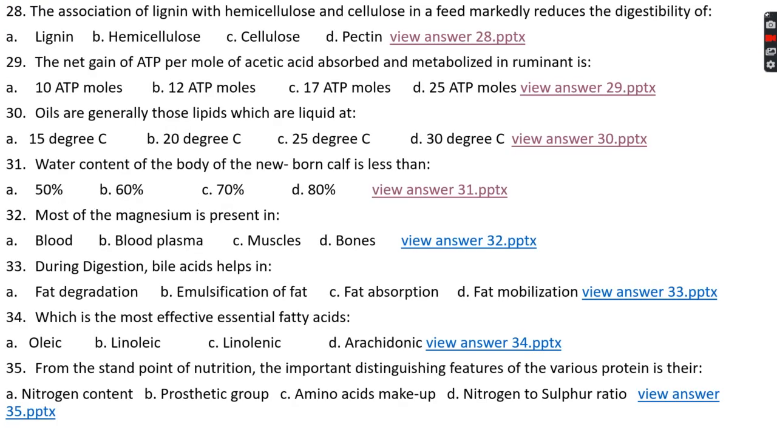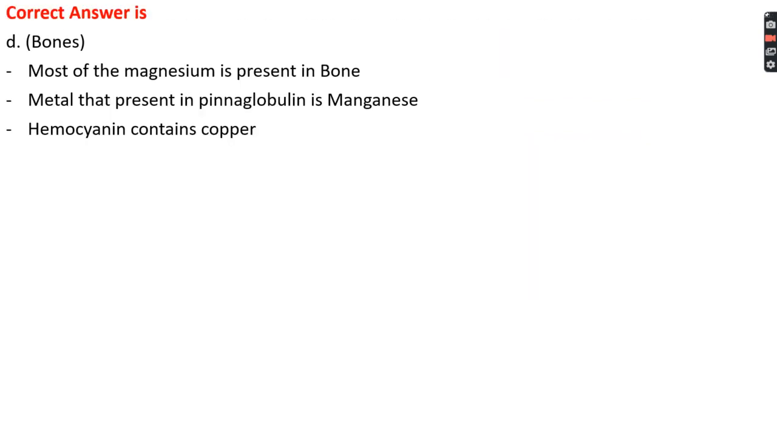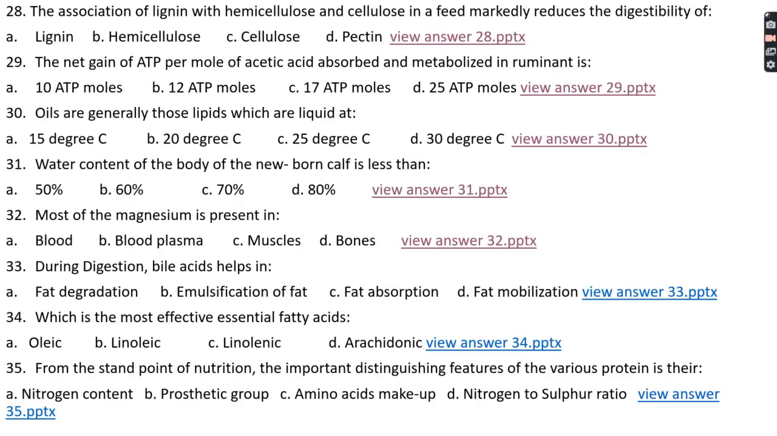Okay. Question number 32. Most of the magnesium is present in option A, blood; option B, blood plasma; option C, muscles; option D, bone. The right answer is option D, bone. Most of the magnesium is present in bone. Metal that is present in pinnaglobulin is manganese, and hemocyanin contains copper.